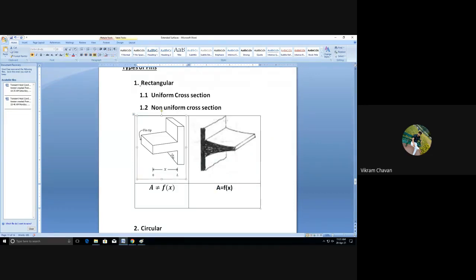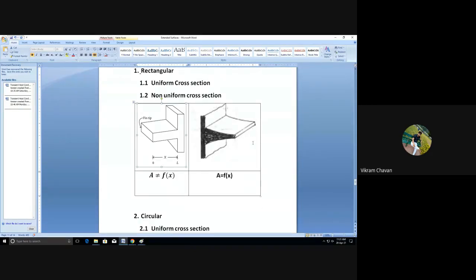In the rectangular uniform cross section fin, area is not a function of the length of the fin, because the cross section area remains constant at every location. In non-uniform cross section, area is never constant. You will get different cross section area at different locations. But the cross section is a rectangular one, so it is called a rectangular non-uniform cross section fin.